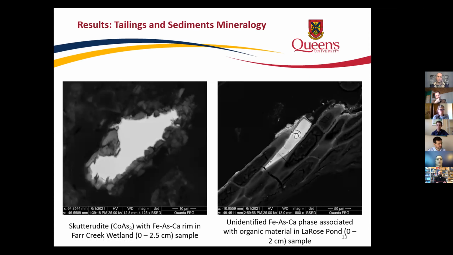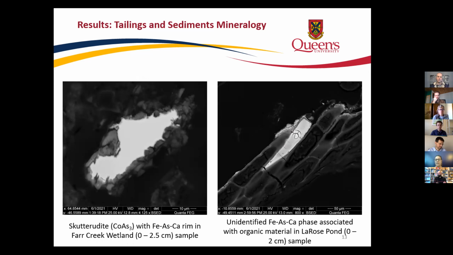It shows up at all 4 locations, and it occurs quite a bit at the Larose Pond sample, especially in association with organic material. So these are some phases that have already jumped out at me, and they appear to be important. We've also found cobalt in oxidized phases as erythrite, however, not to the same extent as this oxidized iron, arsenic, calcium phase.